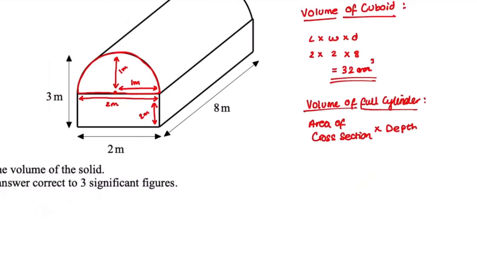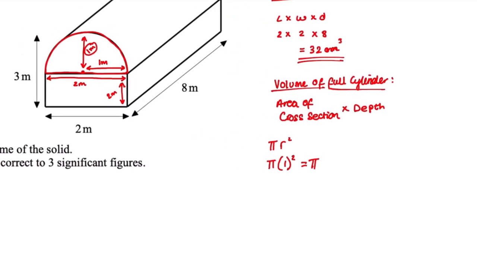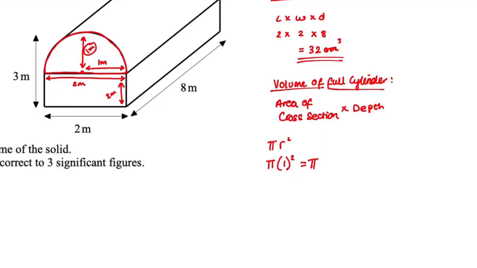Now the cross section is a circle, so we're going to work out the area of the circle first. The area of the circle is just going to be pi r squared. We know that r is 1 meter, so it's pi times 1 squared, which is just pi for the area of the full circle. Then we know that it's a semicircle, so we don't want the area of the full circle, we want the area of just the semicircle. So we're going to divide this by 2, so it's pi over 2. This is the area of the semicircle.